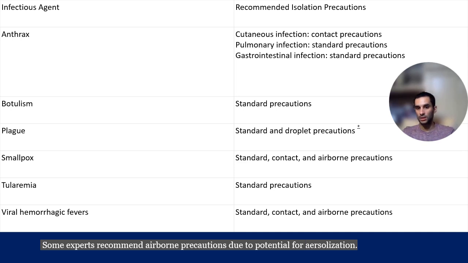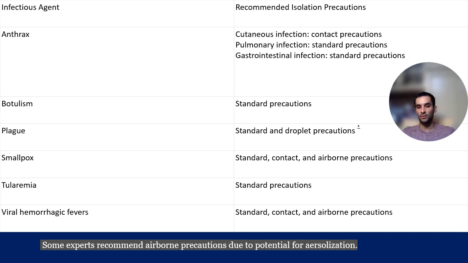Pulmonary infection is going to be the same thing. That includes mask, so you need definitely a surgical mask. And GI infection is going to be the same, gloves, gown, mask. Botulism, you just kind of need gloves. Mostly it's the toxin, so it's hard to transmit that person to person. Plague is going to be standard and droplets. That includes surgical mask. I would recommend N95 just in case they aerosolize. Some experts do recommend it. I think you can't go wrong with that.